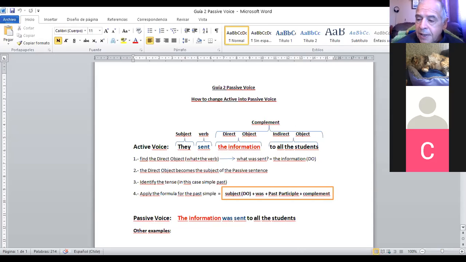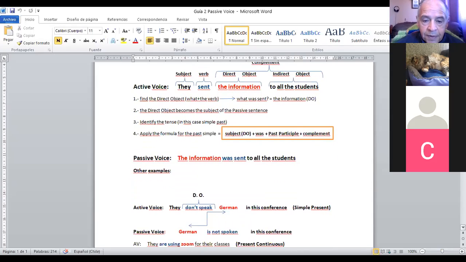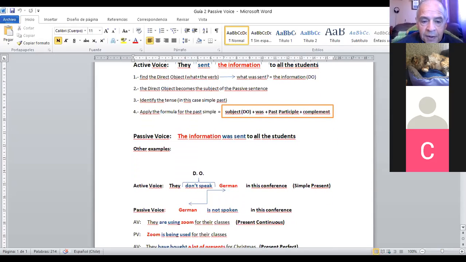Then I have other examples. For example, here I have the active voice. They don't speak German in this conference. Yeah. In here I have a mistake.